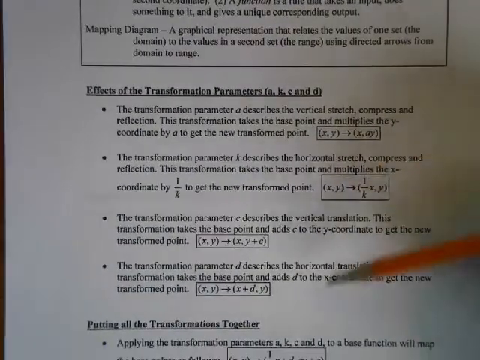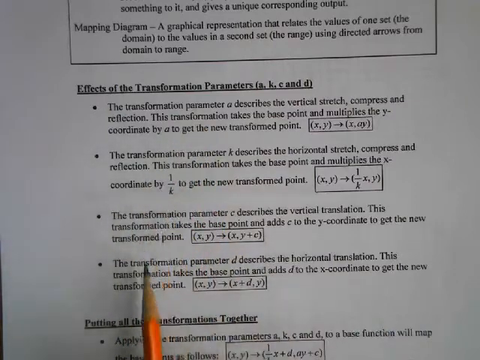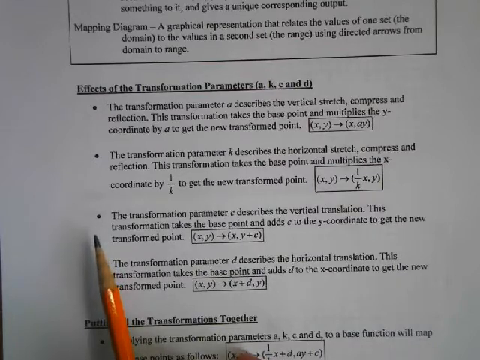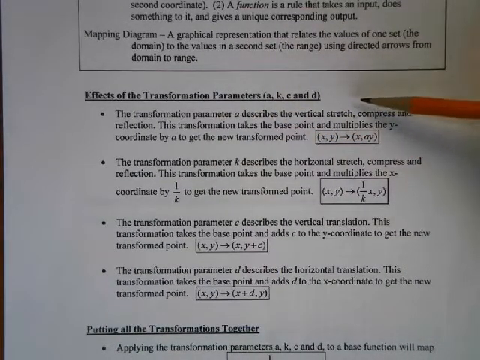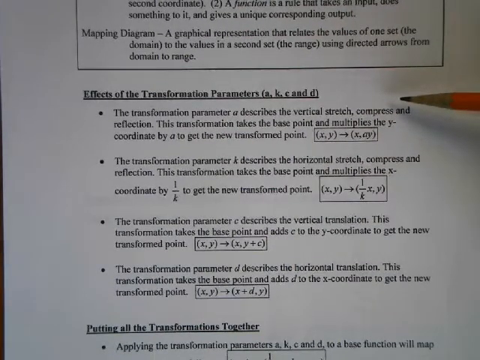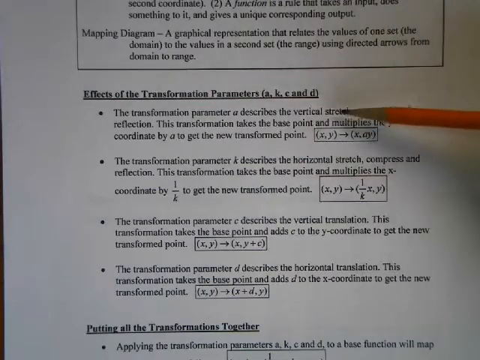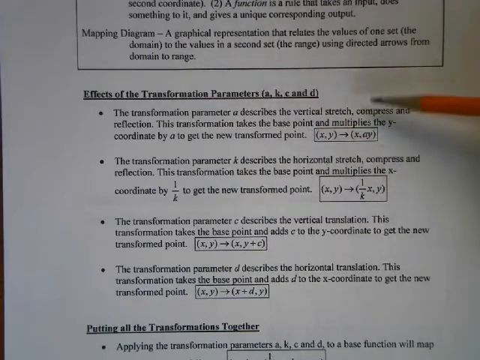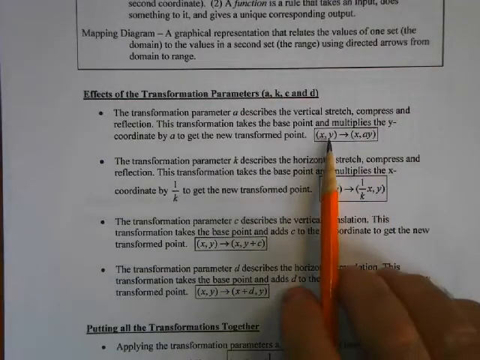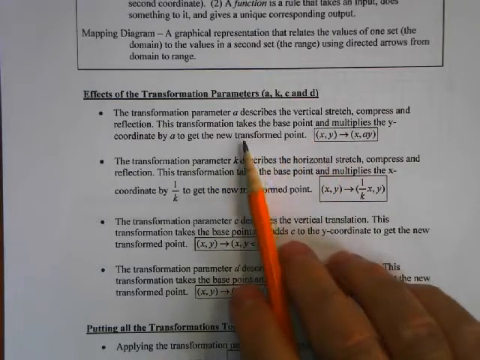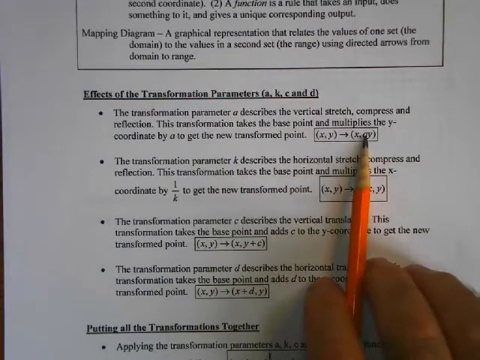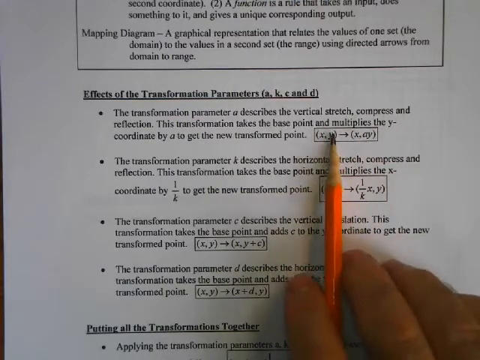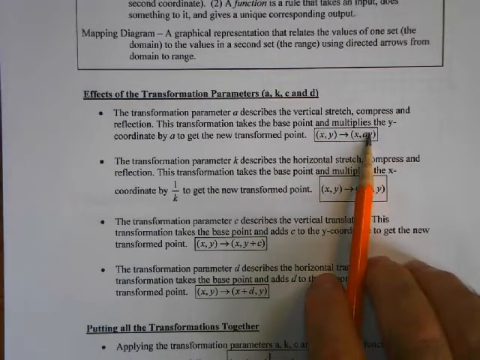We've got a review here. Each of these bullet points is a different parameter: A, K, C, and D. So let's go through these just so you understand. Transformation parameter A describes the vertical stretch, compression, and reflection. This transformation takes the base point and multiplies the y coordinate by A to get the new transform point. So that does the stretch or compression, and possibly if there was a reflection, it does that in one multiplication. So if (x, y) was your base point, how would we get the new transform point based on what A is doing? We keep x the same, and we multiply the y coordinate by A. So this is the mapping I'm talking about. We're taking that base point and mapping it to a new transform point. That's what the parameter A does.